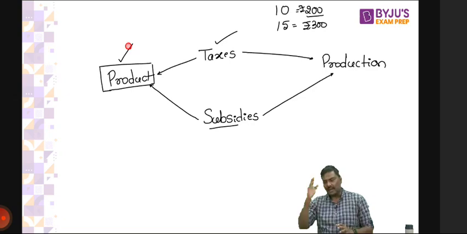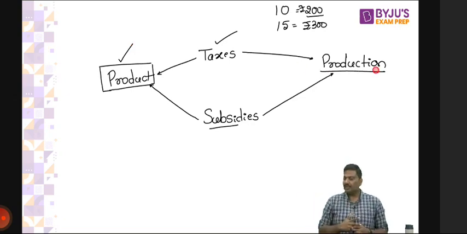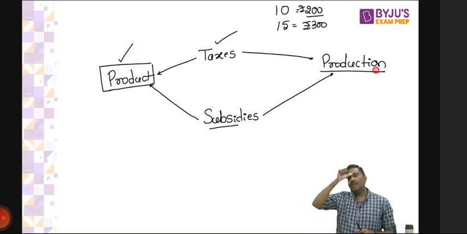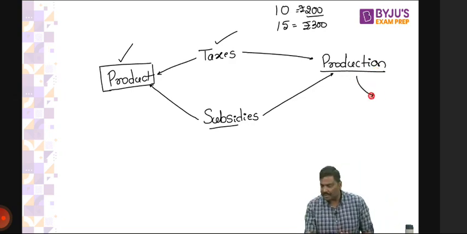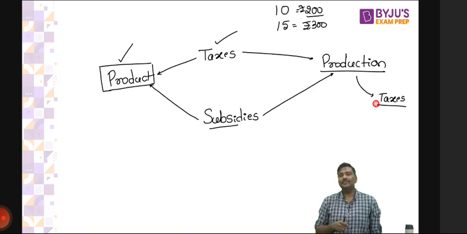Okay. Now come to the other side, production. Imagine you will purchase a land. Now when you purchase a land, you will pay taxes to government. I hope you know this. So what kind of taxes? Stamp duties.